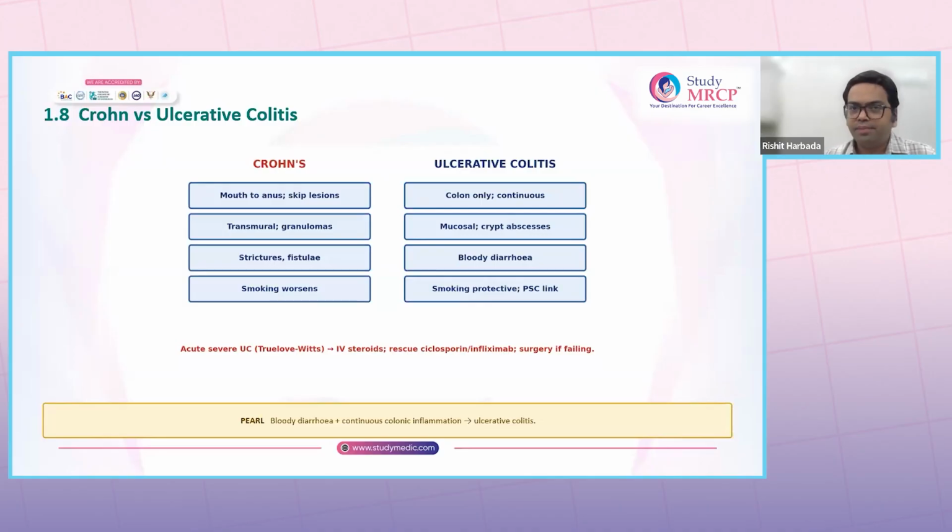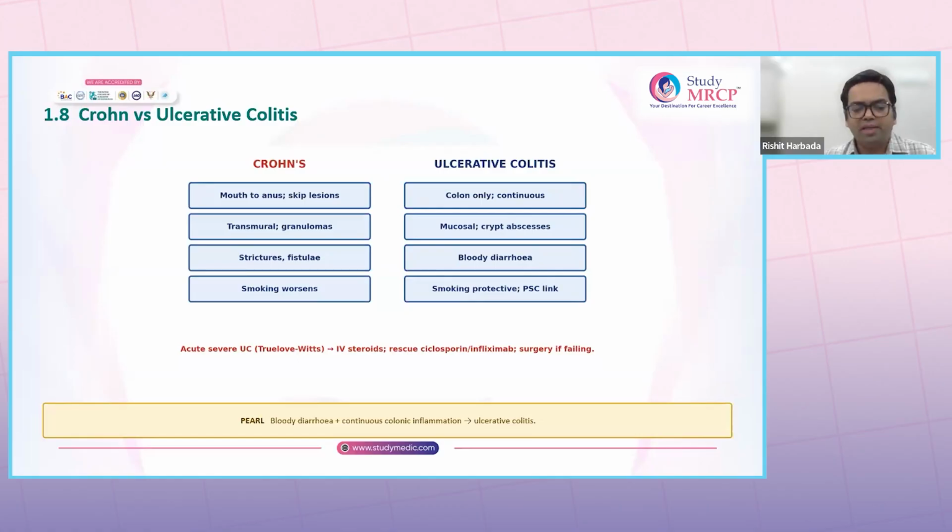So young adult has bloody diarrhea, continuous colitis, and has PSC, that is primary sclerosing cholangitis, think about ulcerative colitis. Young patient, weight loss, terminal ileum, cobblestoning, skip lesions, fistulas, or strictures, think about Crohn's disease. IBD with cholestatic liver enzymes, pruritus, always think about primary sclerosing cholangitis.